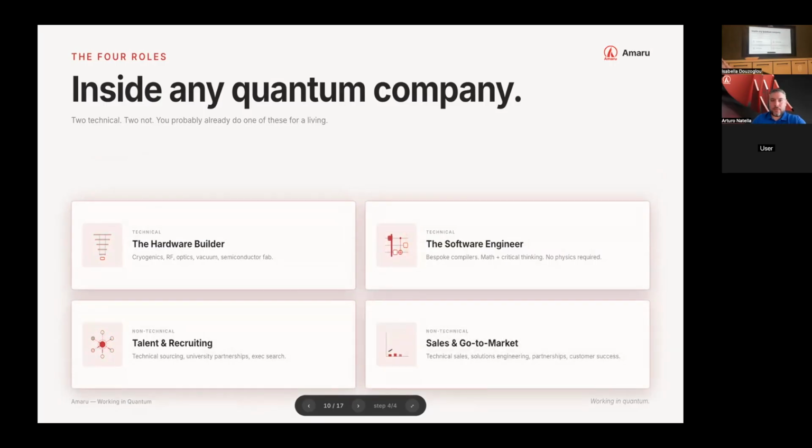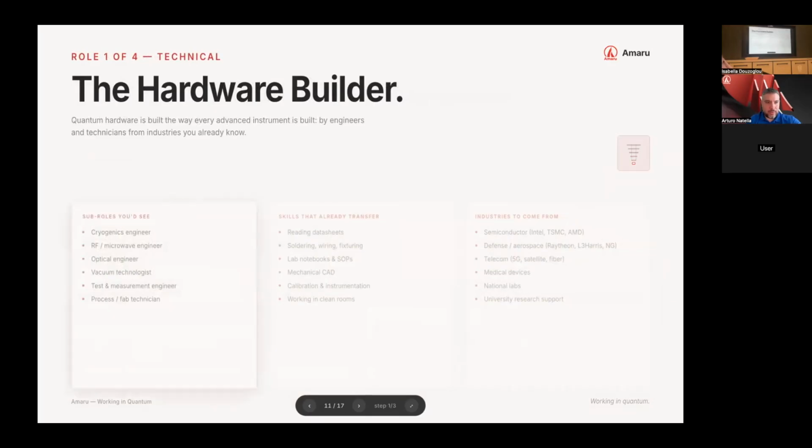So these are the four. There are more roles in this, but these are four different roles that I want to cover with you all today. And with these roles, I want to share what's required and also how you make your way in there. And we'll also talk through some of the skills that you probably already have. So the first is a hardware builder.